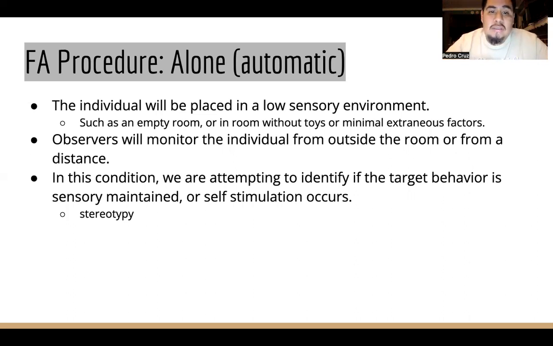In this condition, we are attempting to identify if the target behavior is sensory maintained or self-stimulation occurs. Some of the behaviors that we can see are maybe stereotypy, or in some cases self-injurious behavior that can be maintained by automatic reinforcement. And if similar levels of this behavior occur across all conditions, then the behavior is maintained by automatic reinforcement.